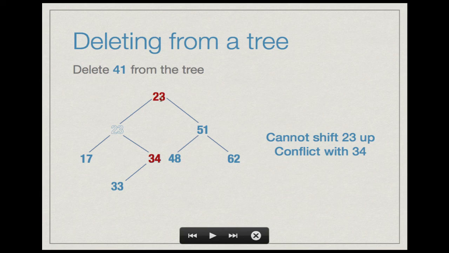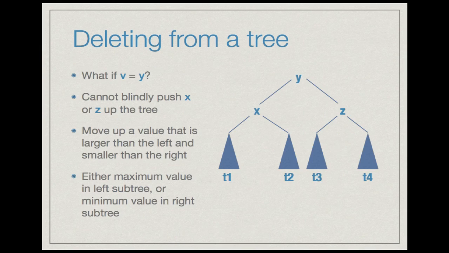Can we therefore push 51 to the root? We cannot shift 51 up to the root because there is a conflict between 51 and 48. Again, 48 lies in the right subtree of the node which contains the value 51, and according to the search tree property, 48 has to be greater than 51, but 48 is smaller than 51. So there is a conflict again. How do we resolve this conflict?